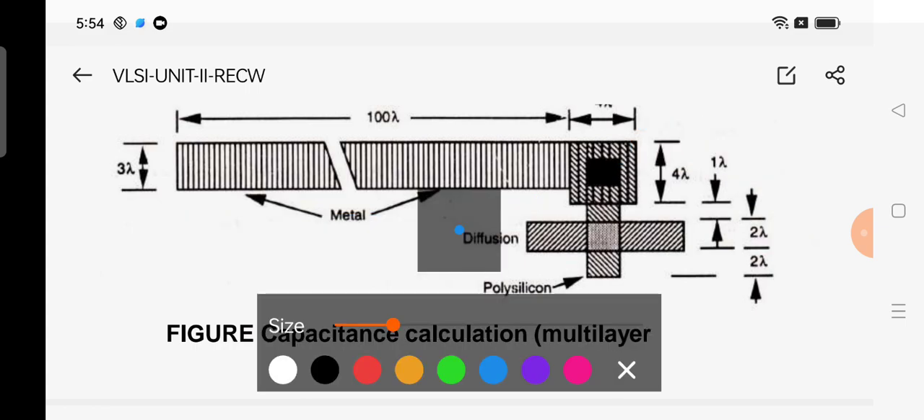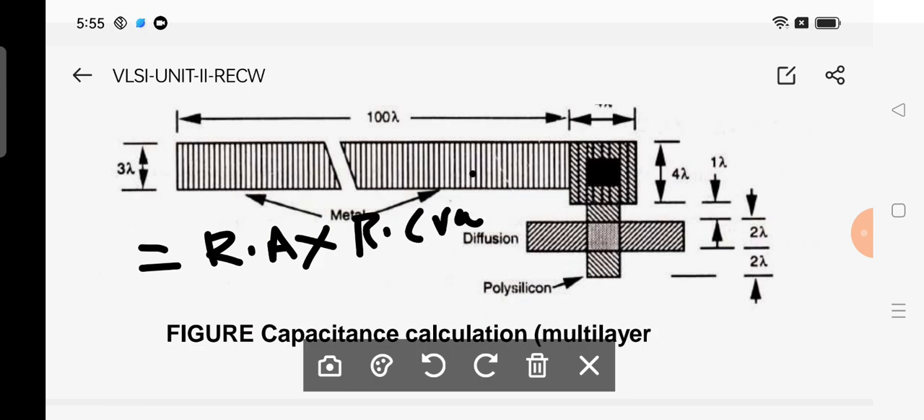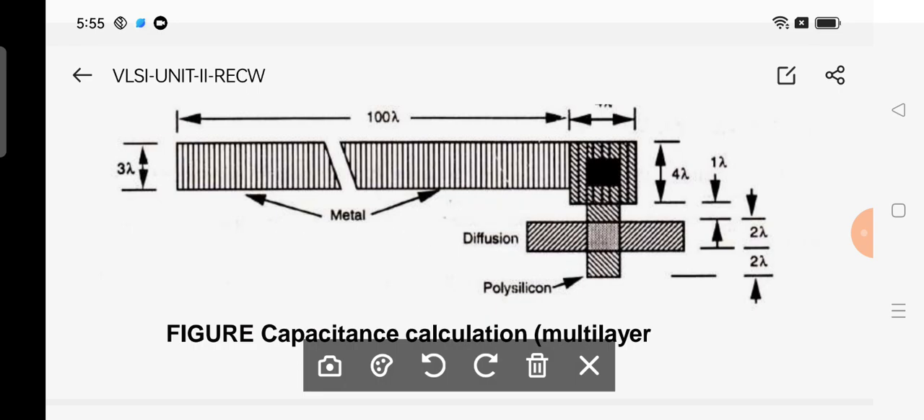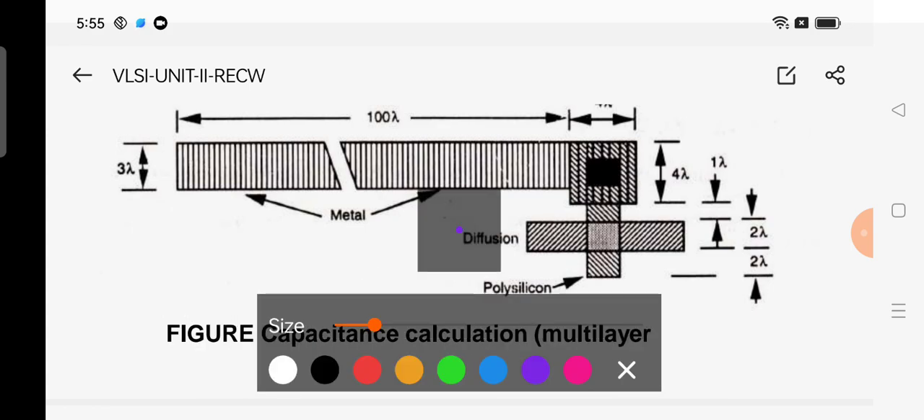Now will you please tell me how to determine the capacitance of a particular layer? Absolutely. First of all, you have to find the relative area times the relative C value, that means the relative capacitance value. Now you can observe how many layers are there in this figure. Absolutely, 3 layers. I am considering the first layer as metal, the second layer as polysilicon, and the third layer as a transistor. Is it clear, all of you? First of all, we will talk about metal. Later we will talk about the polysilicon and the transistor.